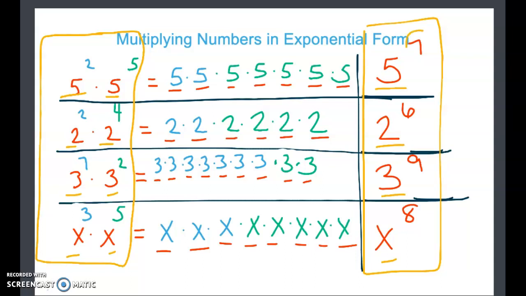Notice our final exponent on this first one is 7. Well, 2 and 5 make 7. In the next one, the final exponent is 6, and 2 and 4 make 6. Go ahead and check and see if it works for the last two problems as well. And you should have seen that, yes, it does work for the last two as well.